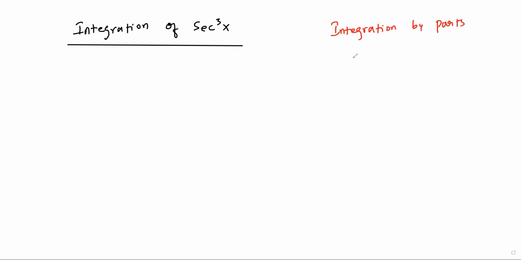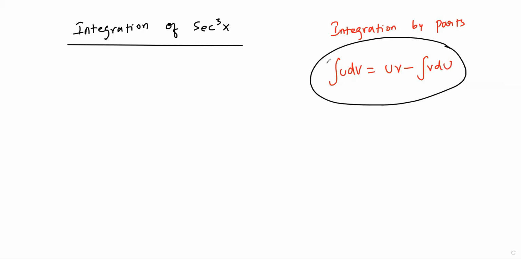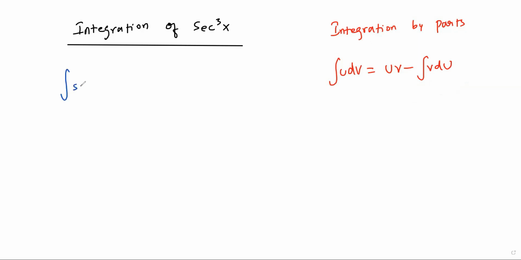So the formula we have with this method, integration by parts, is integral u dv is equal to uv negative integral v du. Okay, so to integrate secant cube x, I'm just going to use the formula that we have in the method integration by parts. Okay, let's write integral secant cube x dx.